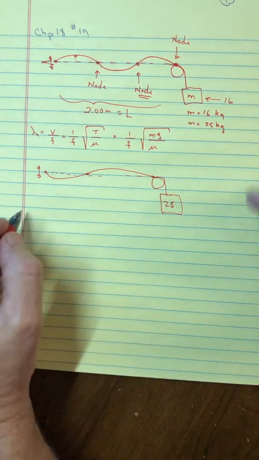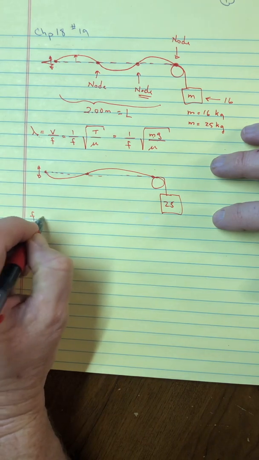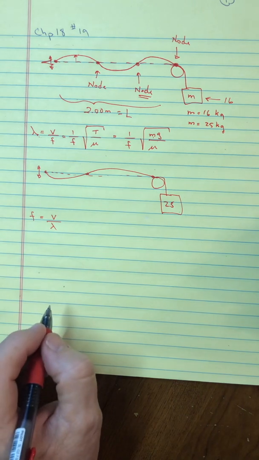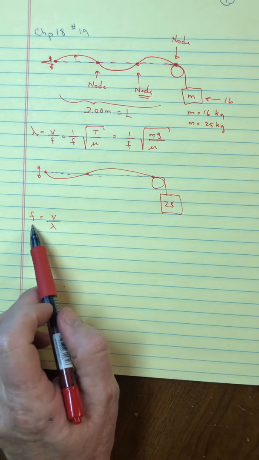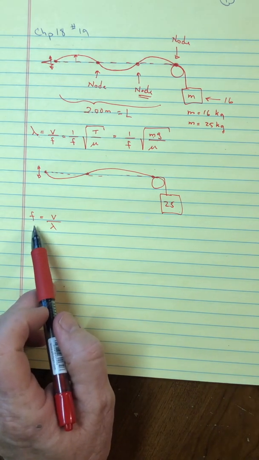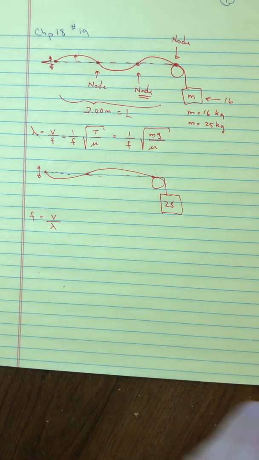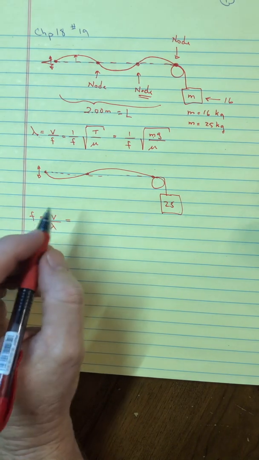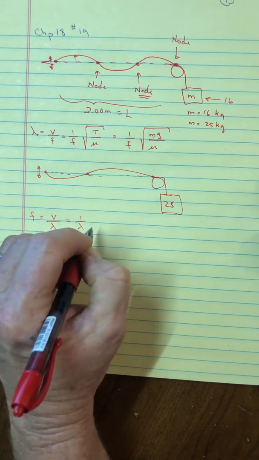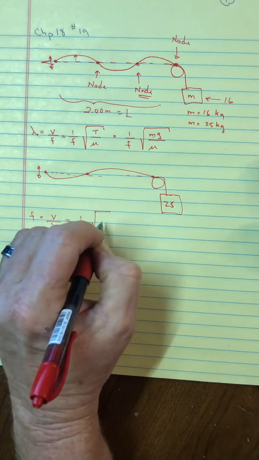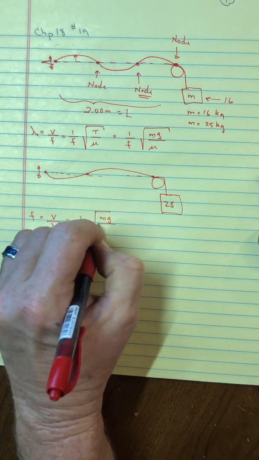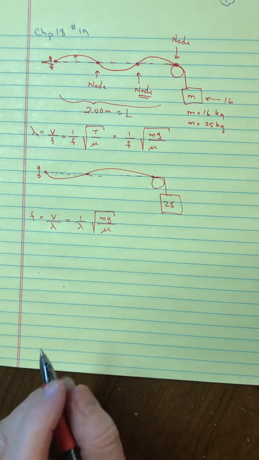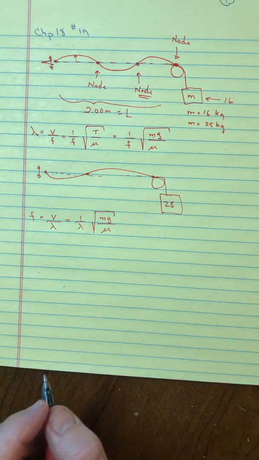Because if I were to write it a little different, so if I were to write frequency equals velocity over wavelength, then that's what I'm looking for. I'm looking for that frequency right there. And it's consistent. So let me do this. Let me put the 1 over wavelength alone and then put the velocity as the square root of mg over mu. Okay, so there's the tension involved.